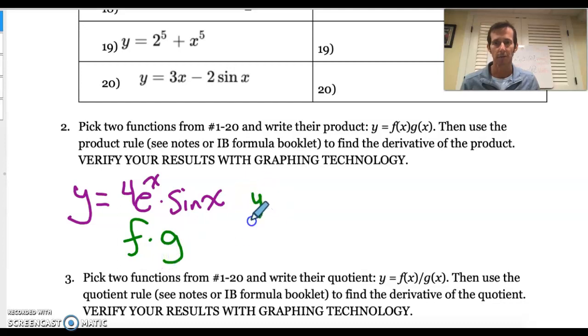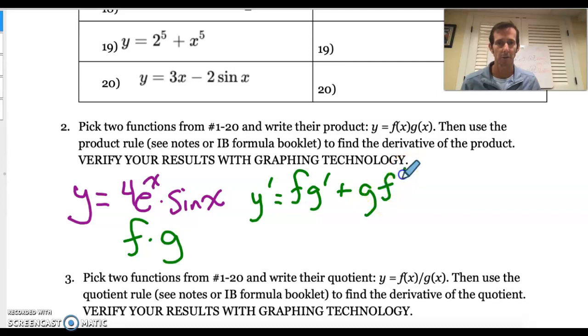So the derivative is first times the derivative of the second plus the second times the derivative of the first. It doesn't matter what order you put these or what order you put these because you're multiplying. And it doesn't matter what order you put these actually because you're adding. But what that means for me is the first function is 4e to the x, so I just write it down. And the derivative of the second function, the derivative of sine, is cosine.